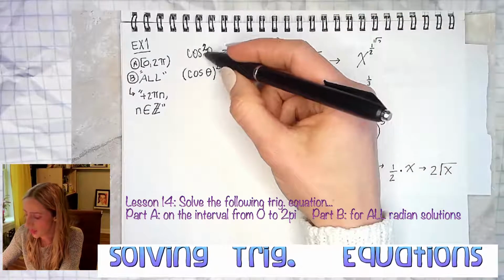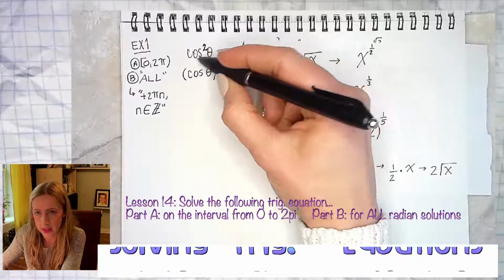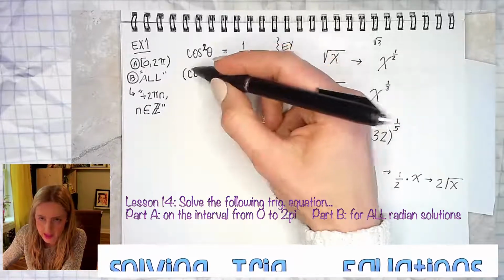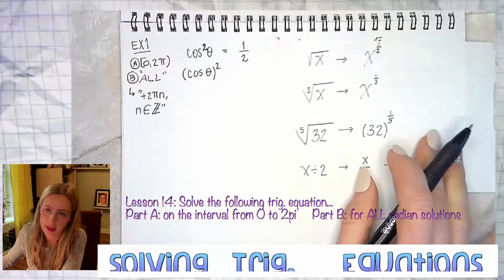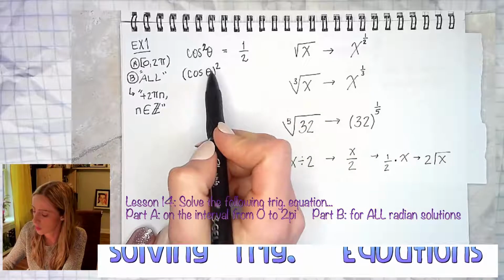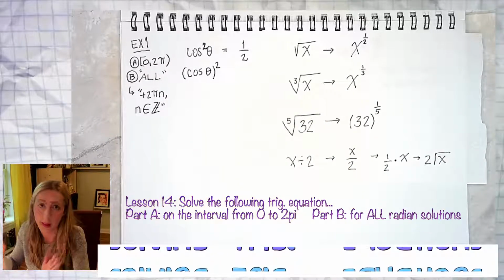So cosine squared theta is the same as cosine of theta, squared. When we write it out by hand, we write it like this. And what does it mean? This. But if you want to write it like that, you just have to write parentheses every time. It's kind of annoying, because if you just put the square there, then you're squaring theta and not cosine theta. It's a mess.